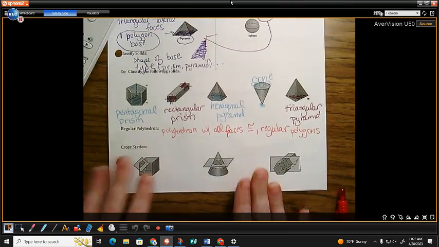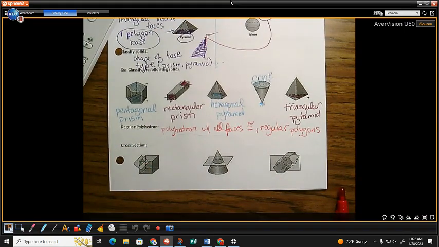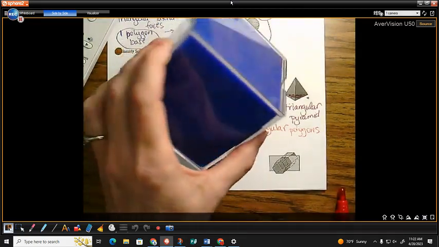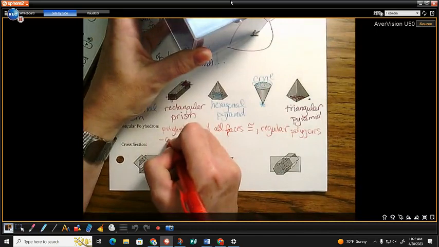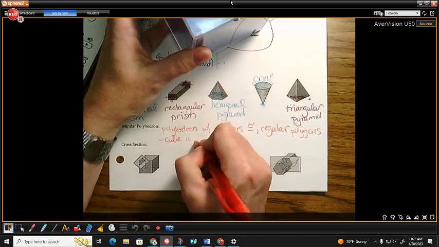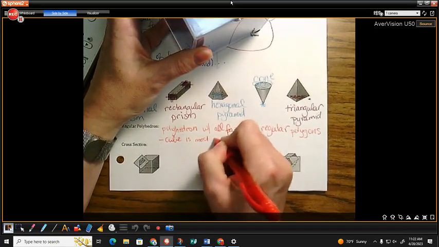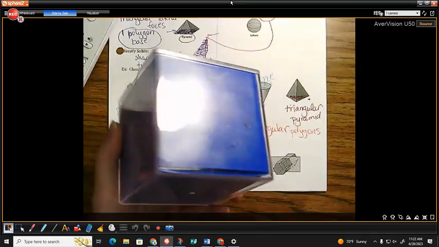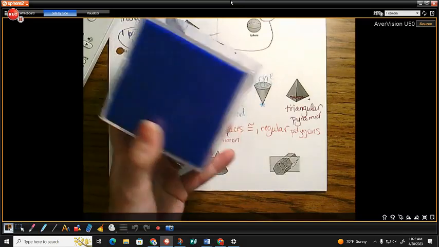What's the next kind of regular polygon you can make past a triangle? A square. So if you put all squares, what do you have? A cube. And this is the most common one. The cube is the most famous, because every side is a congruent regular quadrilateral. It's all squares.